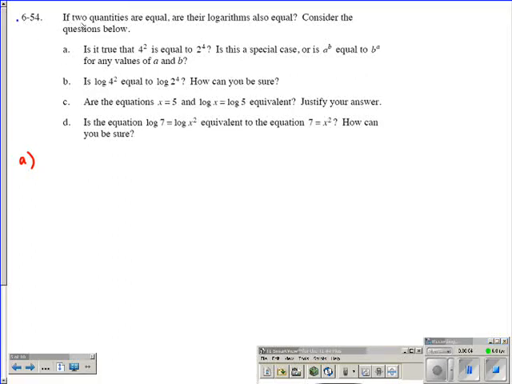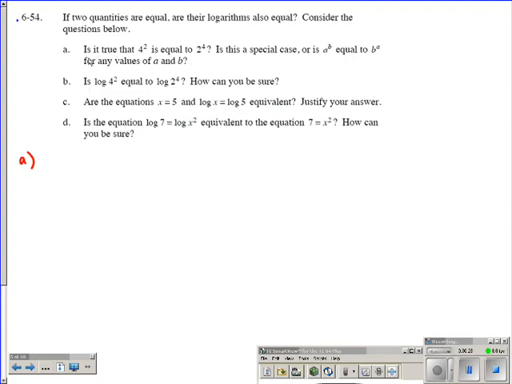Problem 6-54. If two quantities are equal, are their logarithms also equal? Consider the questions below. Is it true that 4 squared is equal to 2 to the 4th power? Is this a special case, or is a to the power of b always going to be equal to b to the power of a for any values of a and b?